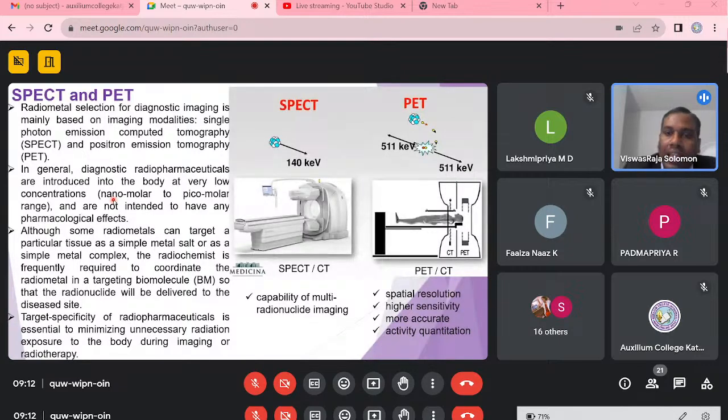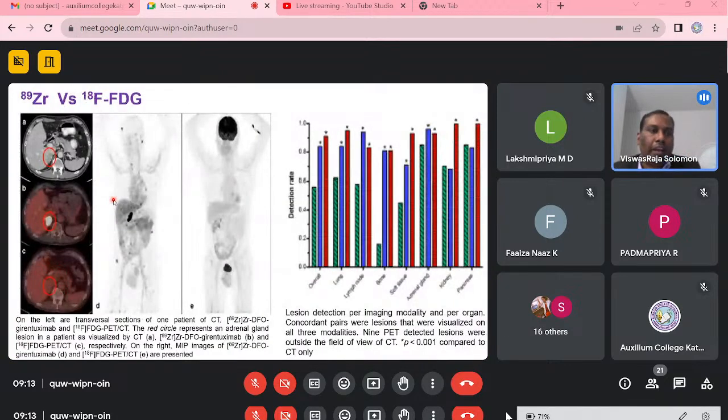Selectively and minimize the unwanted radiation to the other healthy tissues. In that case, we can achieve more target-based treatment as well as target-based diagnostic purpose. This slide gives the beauty of the target-specific radiopharmaceutical, like fluorine-18. It is labeled with fluorine-18 with fluorodeoxyglucose. This is routinely, commonly used for the diagnosis of cancer.